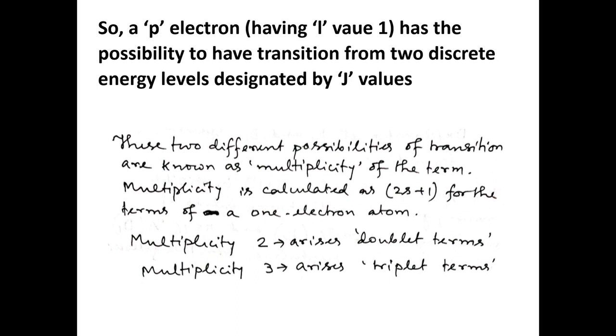These two different possibilities of transition are known as the multiplicity, and it is calculated as the 2S plus 1 value or the 2S plus 1 factor. Here, you check, single electron, so S equal to half, so 2S plus 1 equal to 2. So here the multiplicity, that is, in two ways the transition can take place. So multiplicity 2 gives rise to a doublet, and if the multiplicity is 3, which we will investigate later on, then it will give rise to a triplet.